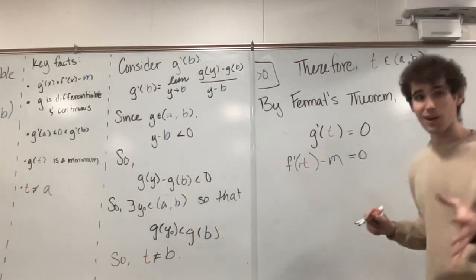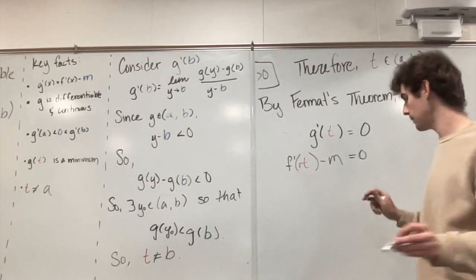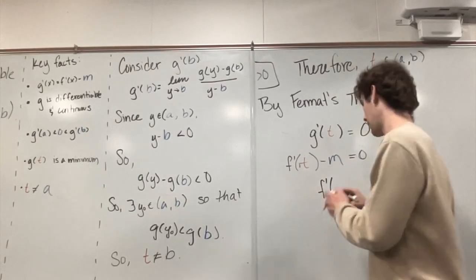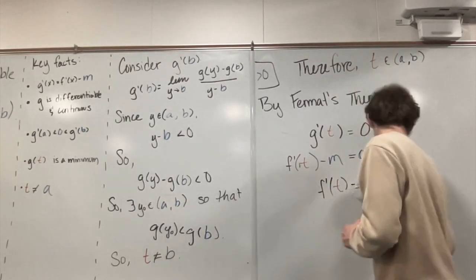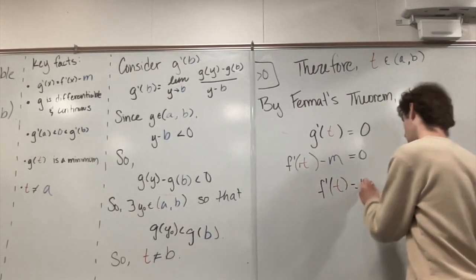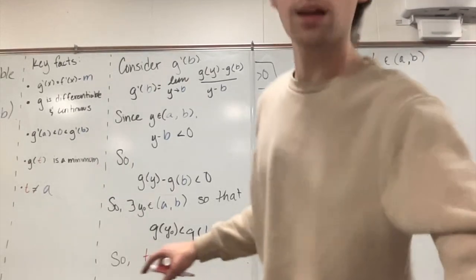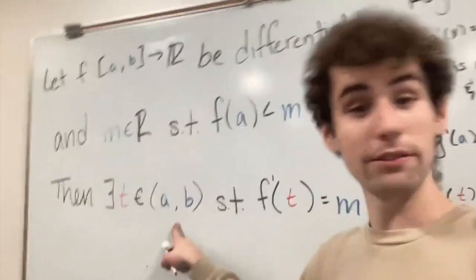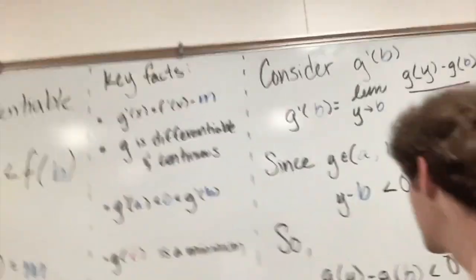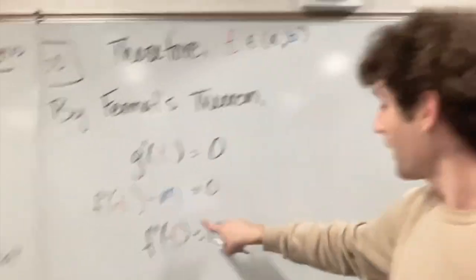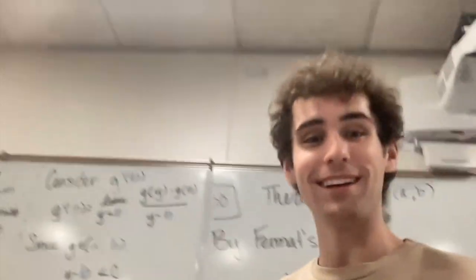Okay, and because of algebra, who doesn't love algebra? f prime of t is equal to, okay, this is my left hand, so you have to forgive me, f prime of t is equal to m. What does our hypothesis say here? t is on the open interval, and f prime of t equals m. It's exactly what we just said here. t is on the open interval, and f prime of t is m. That's it. That's the proof.